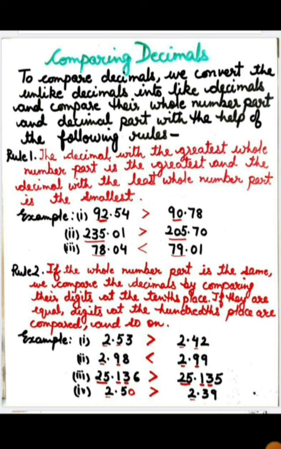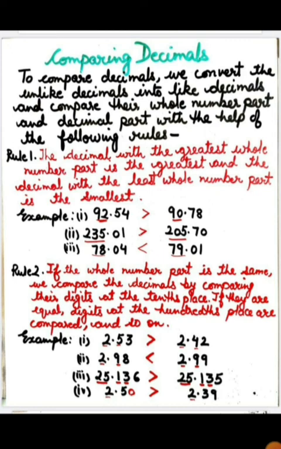Now in the third example, the given numbers are 25.136 and 25.135. Their whole number part is the same. Then 1 after the decimal is the same. Then 3 is the same. But 6 is greater than 5. So 25.136 is greater than 25.135.